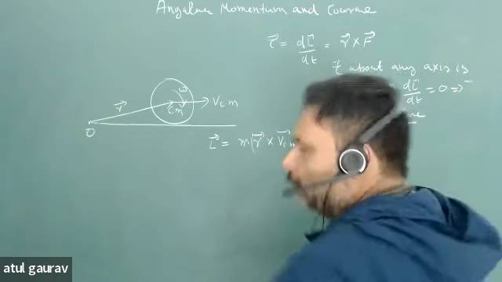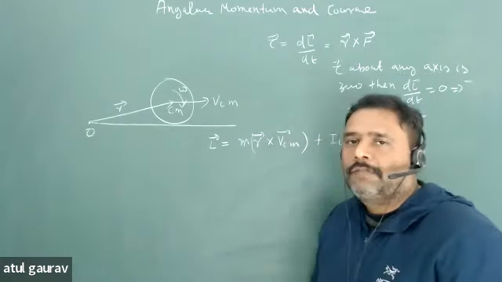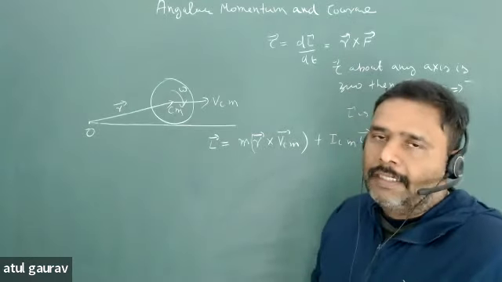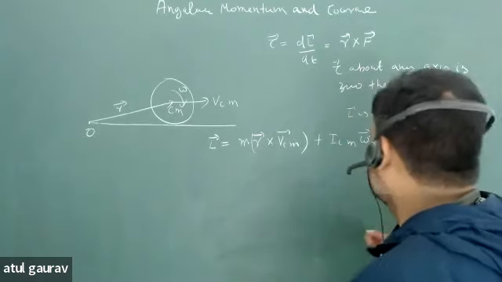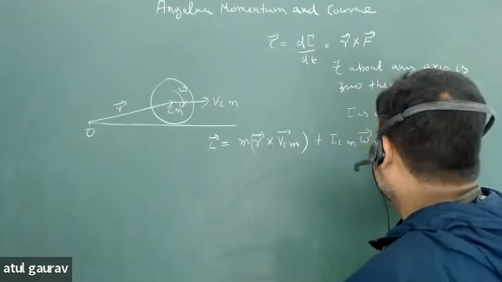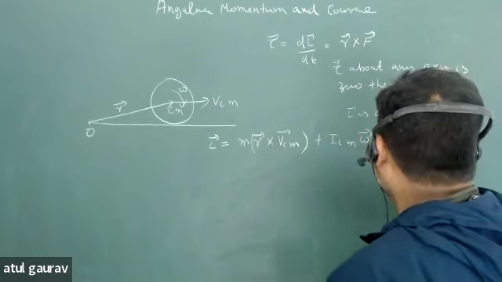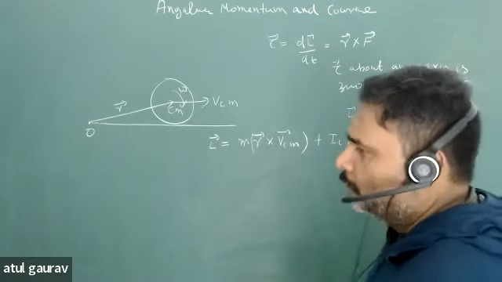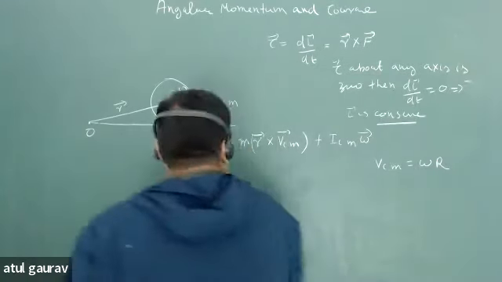And obviously, if you have a rolling without slipping kind of situation, then you can easily use the concept. What is rolling without slipping? क्लास में बताया था. VCM is equal to what? Omega R. So this is the condition of rolling without slipping.